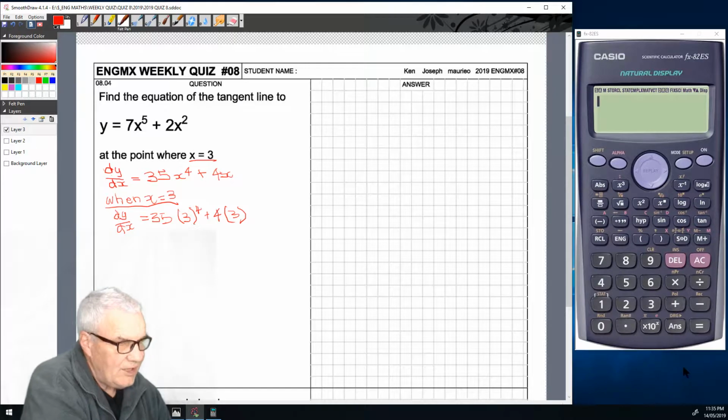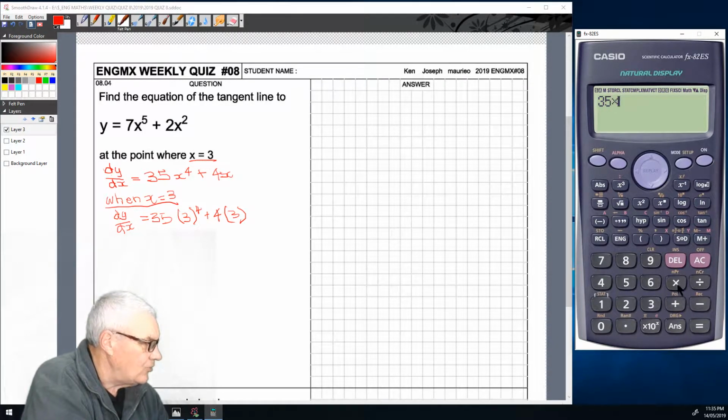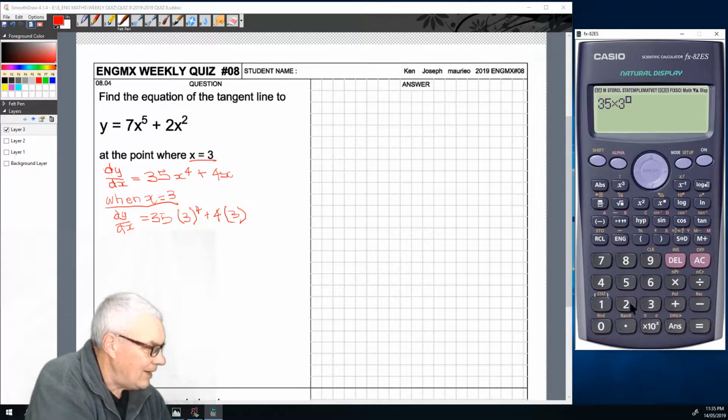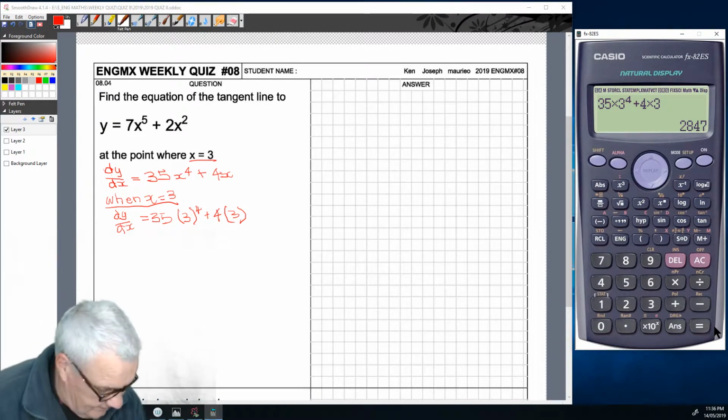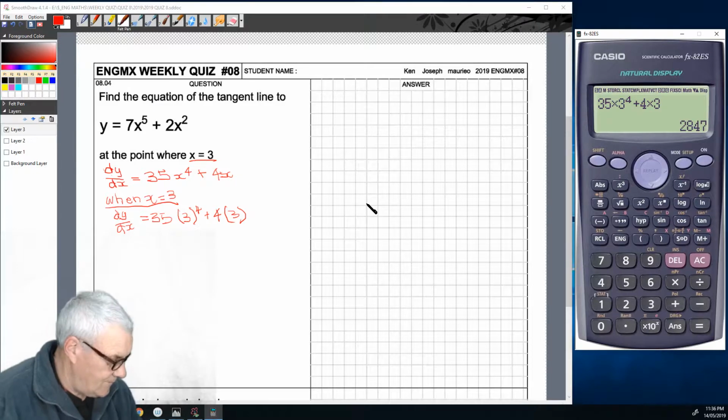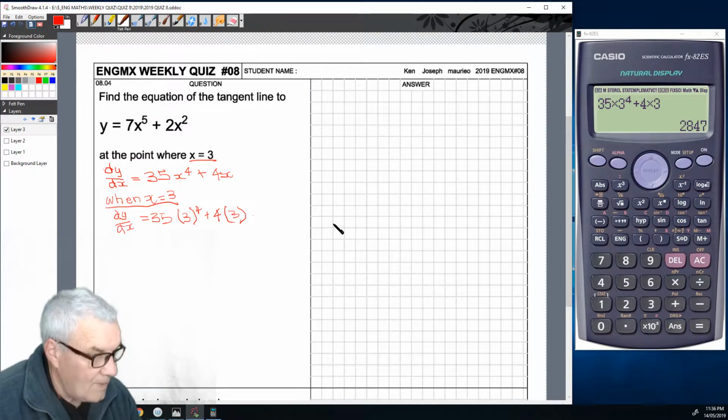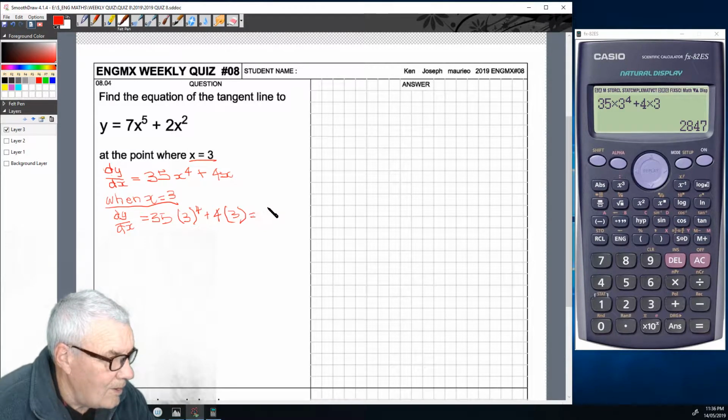Okay, so let's get our calculator out now and have a look at that. So let's put that on the calculator. We've got 35 times 3 to the power of 4, plus 4 times 3, equals 2847. Now that's the slope of the graph.